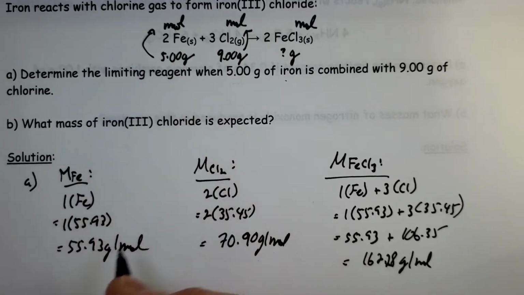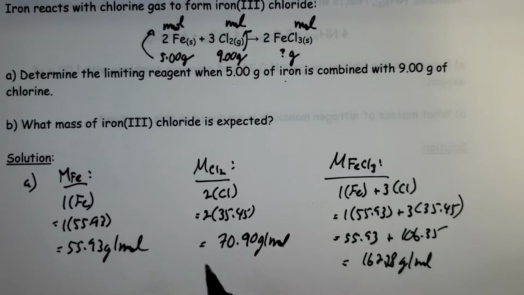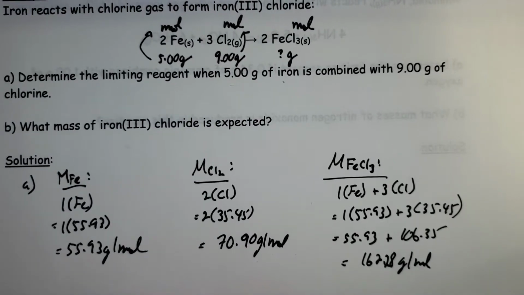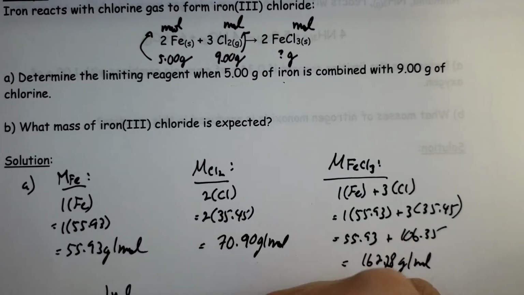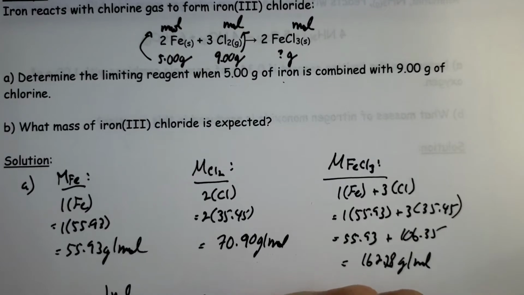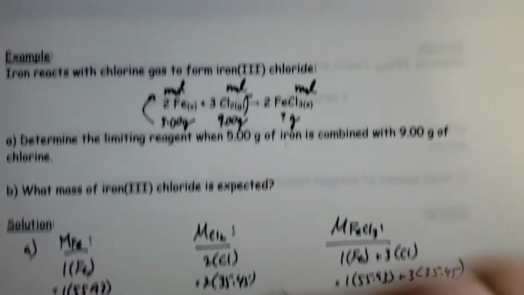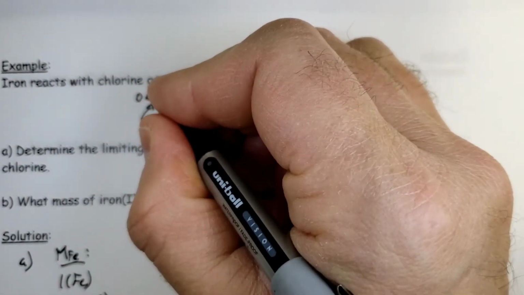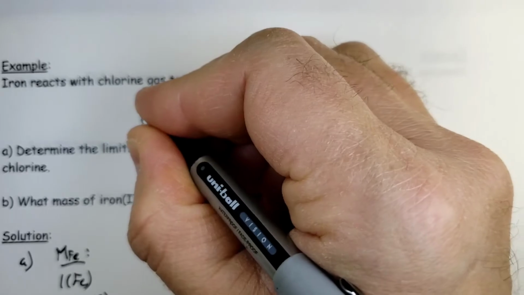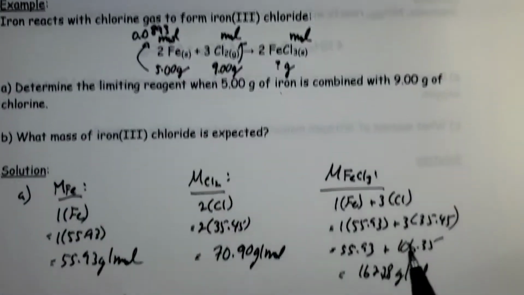So 5 grams of iron. And iron here, 55.93 grams of iron is 1 mole of iron. So that works out to be 0.0893 moles of iron. So we'll just put that up there. We put the number of moles on top.